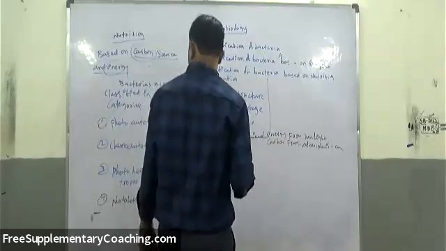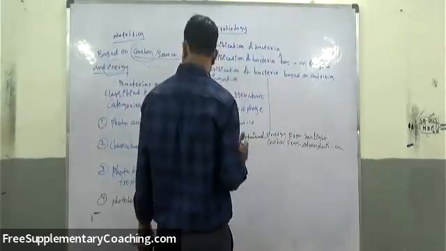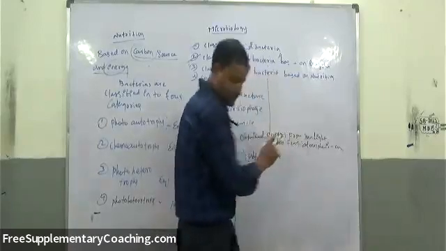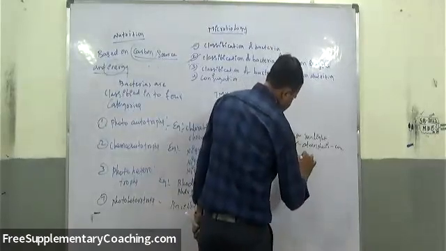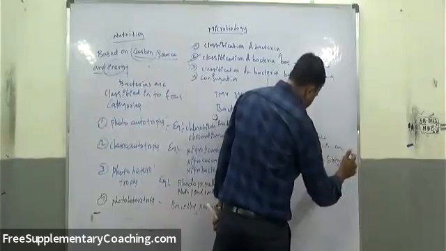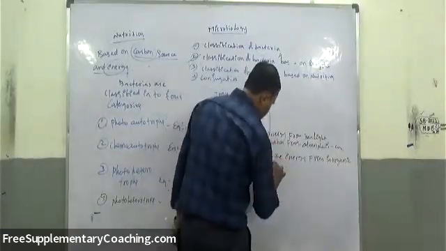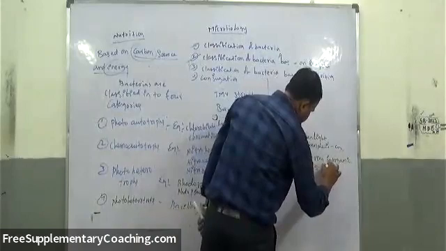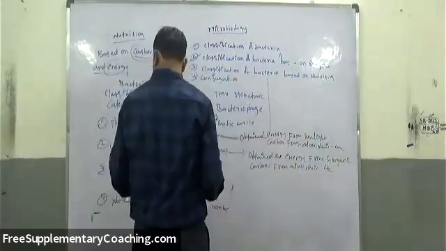Then chemoautotrophs obtain the energy from inorganic substances and the carbon from atmospheric carbon dioxide. Then the next one is what?